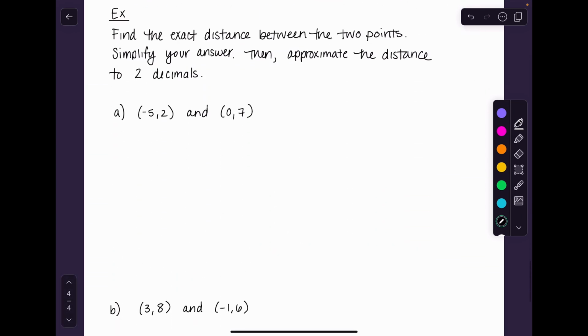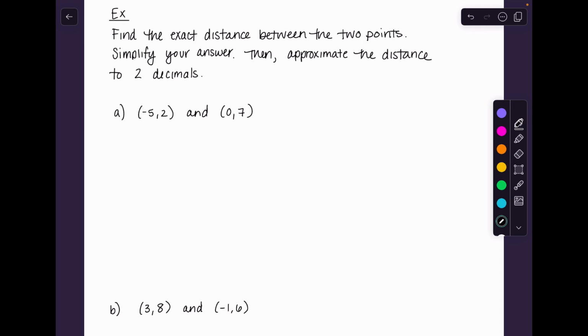So let's just do two examples. We're just going to utilize the formula. We're going to find the exact distance between the 2 points. We want to simplify as much as we possibly can, and then plugging it into a calculator, we're going to approximate the distance to 2 decimal places.